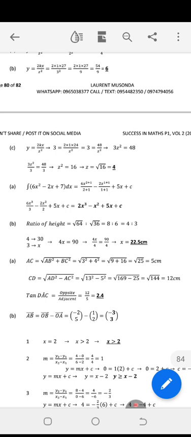So AC will be 3 squared plus 4 squared, which is 9 plus 16, 25. The square root of 25 is 5. So we have found that AC is 5. Then next, CD will be 13 squared minus 5 squared, which is 169 minus 25. It gives us 144. The square root of 144 is 12. And then we go to the ratio.